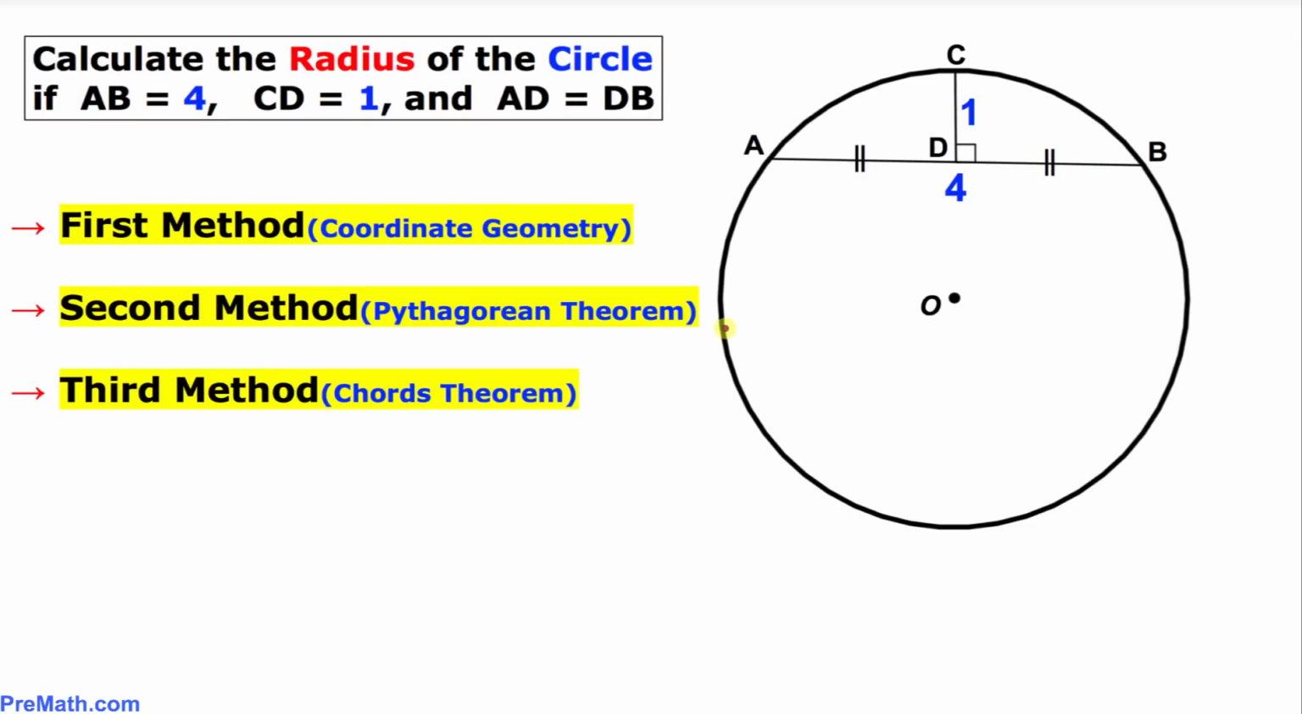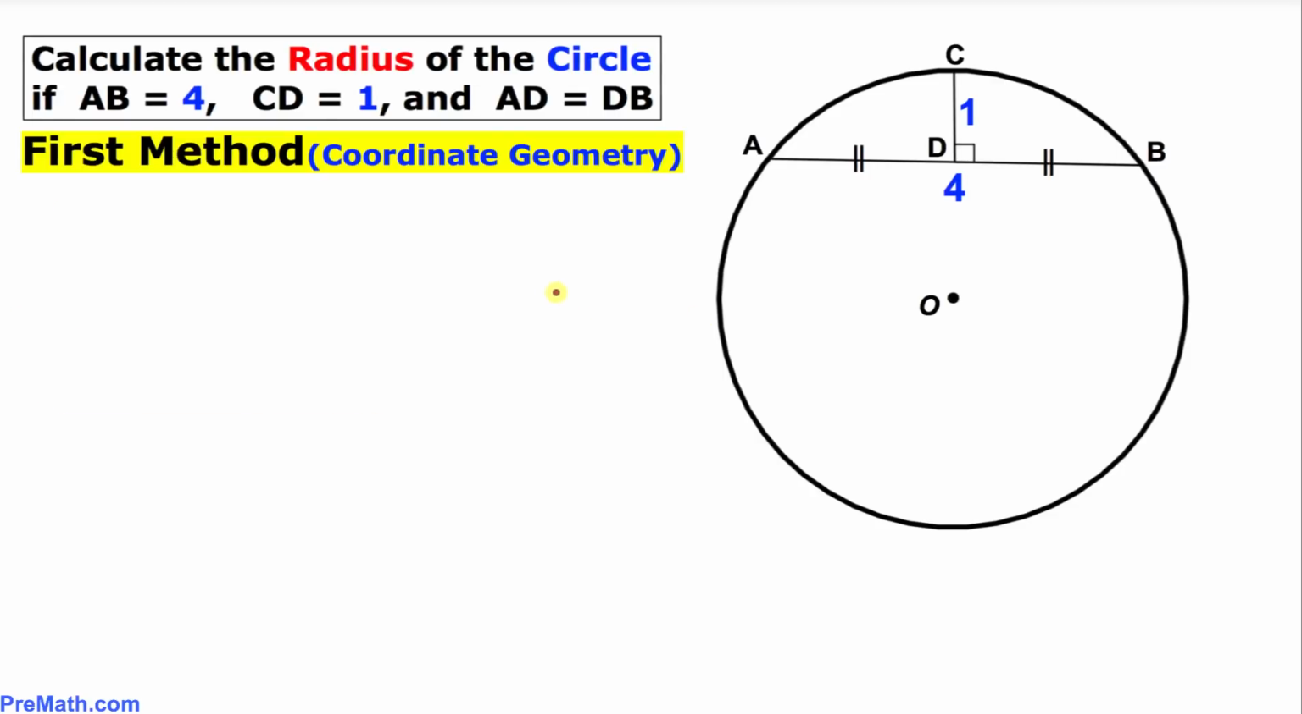And by the way, I have decided to show you 3 different ways to calculate the radius. First method is coordinate geometry, second one is Pythagorean theorem, and finally intersecting chords theorem. So let's go ahead and get started with our very first method, coordinate geometry.